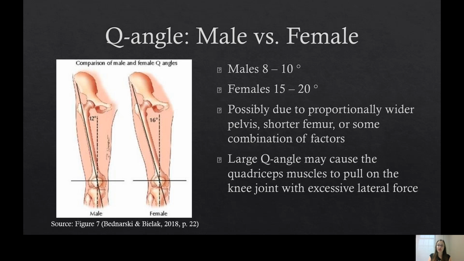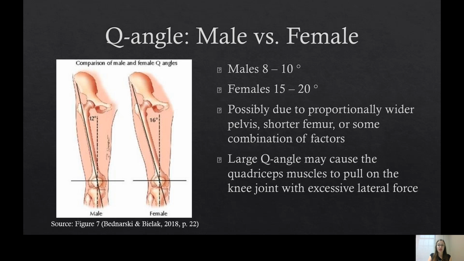So next we'll look at the average differences between males and females Q angles, which I have mentioned, and those are depicted in the image on the left side of the screen. Males typically have an 8 to 10 degree Q angle, whereas females usually are 15 to 20 degrees. On the illustration, note that the female's Q angle, which is the one on the right that's shown at the 16 degree line, is more gradually sloped inward than males.